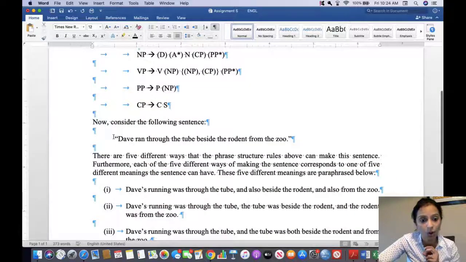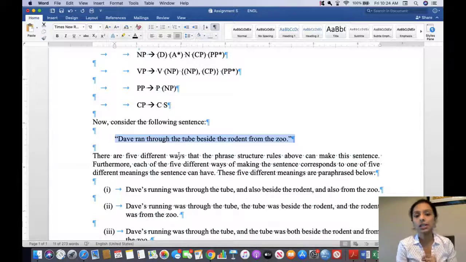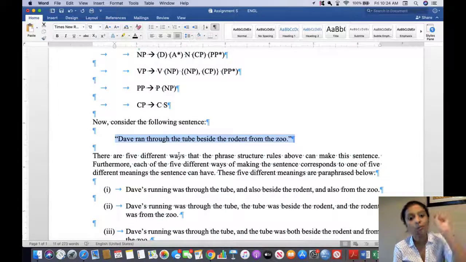I want you to draw the tree structure for "Dave ran through the tube beside the rodent from the zoo", but I'm going to tell you that this sentence actually has 5 different meanings associated with it. So what I want you to do for this assignment is give me 5 different tree structures for this one sentence without changing the word order. Dave ran through the tube beside the rodent from the zoo.